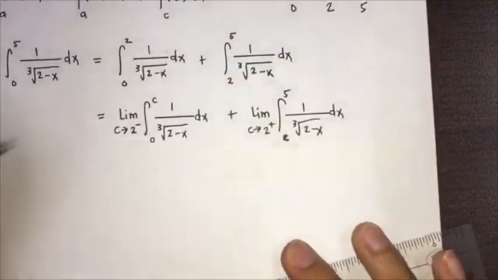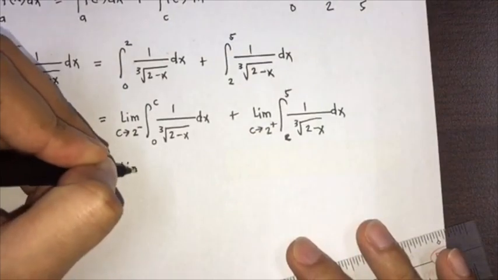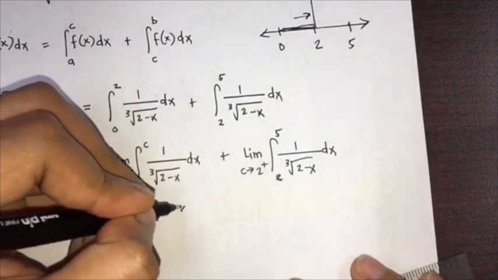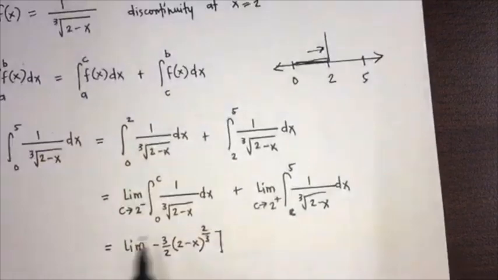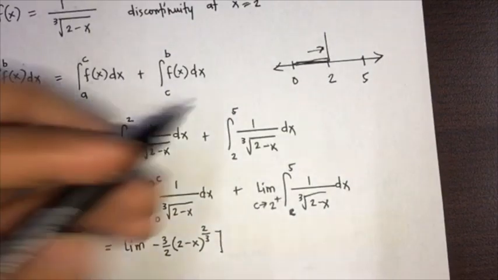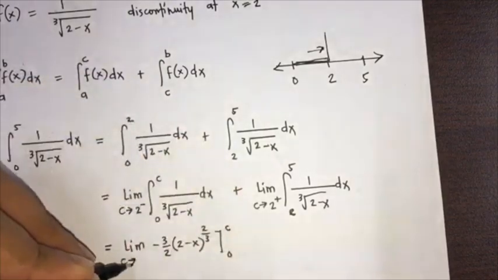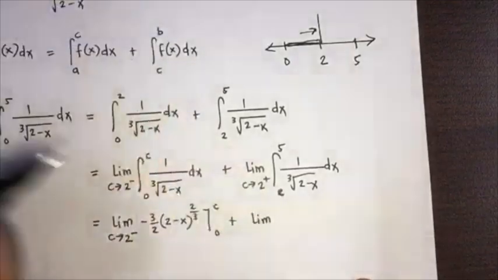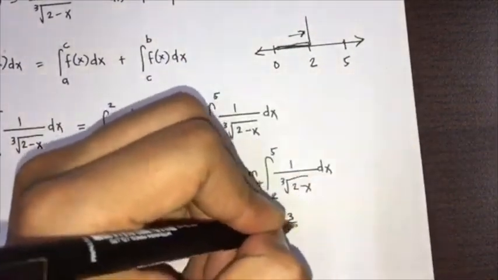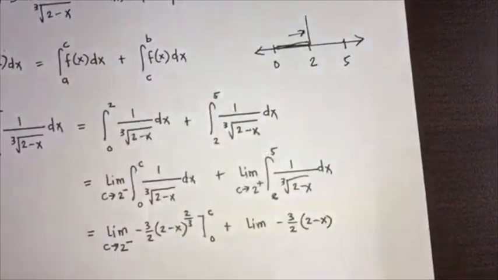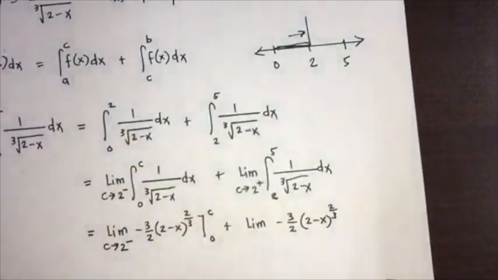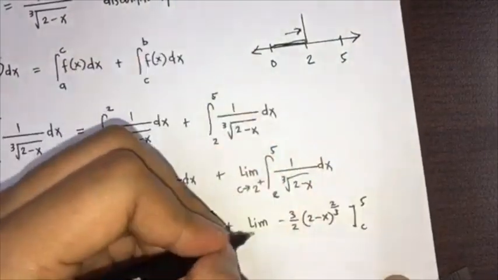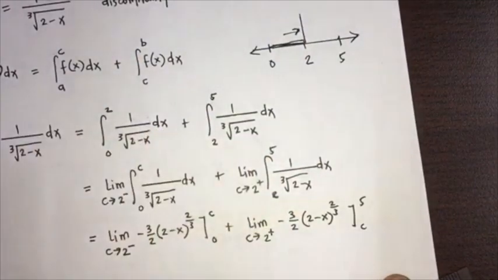Therefore this will become the limit of negative 3/2 times 2 minus x raised to 2/3, with limits from 0 to c, as c approaches positive 2 from the left, plus the limit of the same negative 3/2 times 2 minus x raised to 2/3, with limits from c to 5, as c approaches 2 from the right.